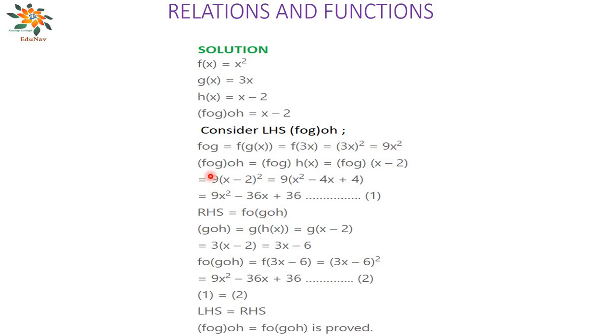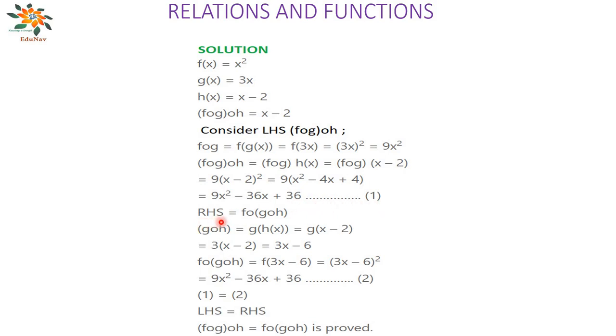9x square. Now fog of h can be written as fog of h of x, but h of x we know it is equal to x minus 2. Therefore, our next step becomes fog of x minus 2, which will be equal to 9 into x minus 2 the whole square. That will be equal to 9 into x square minus 4x plus 4, which in turn gives us 9x square minus 36x plus 36. We will have it as step number 1.